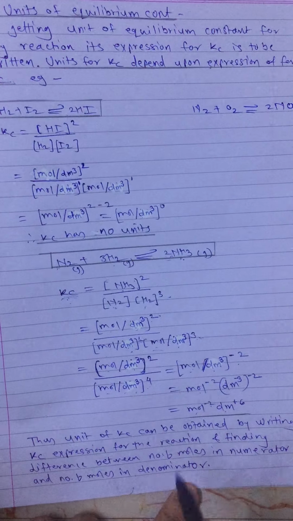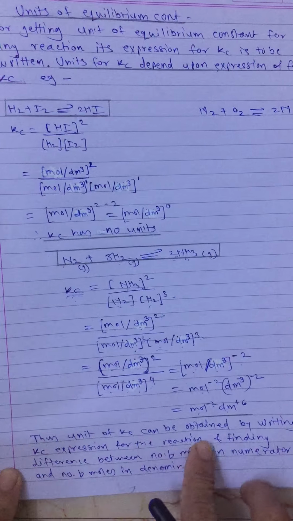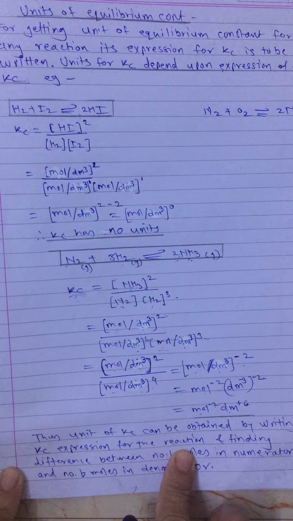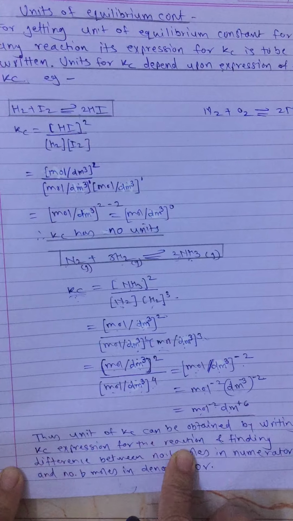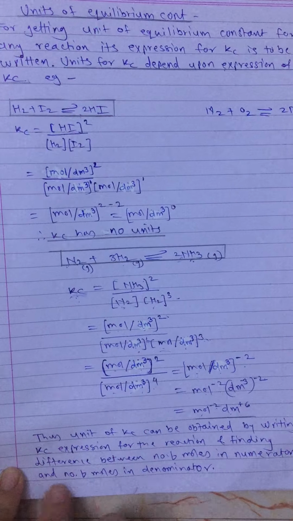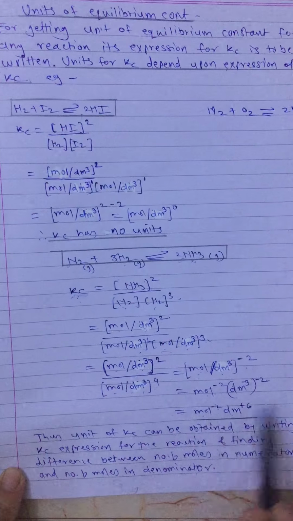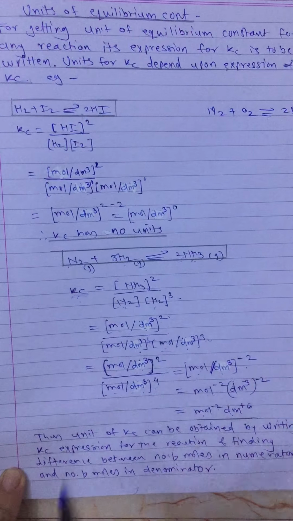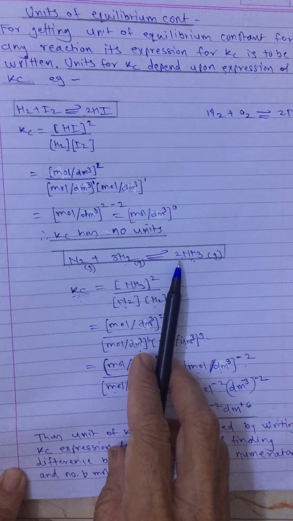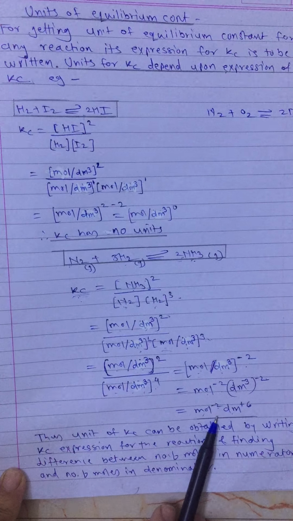So this unit for Kc, that is equilibrium constant, can be obtained by writing Kc expression for the particular reaction, and finding the difference between number of moles in numerator and number of moles in denominator. Directly also you can write down the unit. Just see the reaction, okay, and just see the difference between number of moles of products and reactants, and directly you can write down such unit.